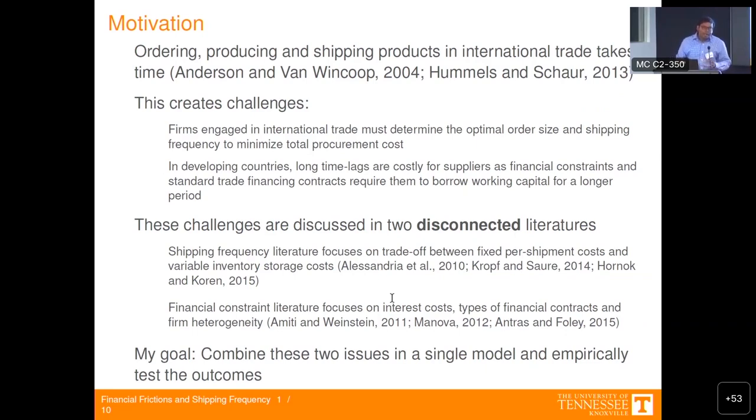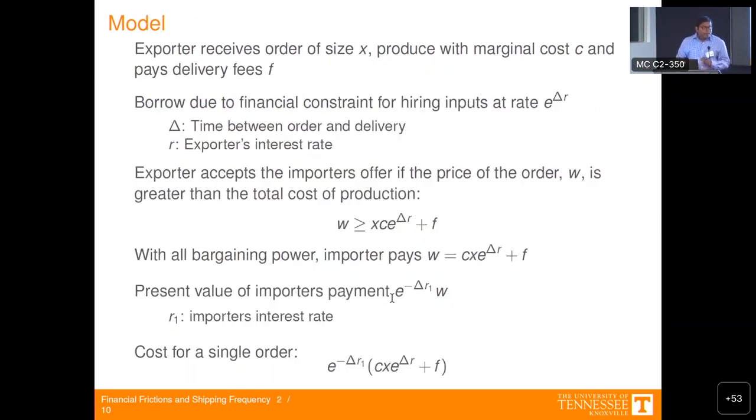So my goal is to combine these two disconnected issues in a single model and try to empirically test the model outcomes. This is a very simple model where an exporter receives an order of size X, and it has a marginal cost C, and after producing, it pays delivery fees F. The exporter is located in a developing country, financially constrained, so it has to hire labor inputs by borrowing this working capital at the rate of e^(δR). Delta is the delivery time, or in supply chain literature, the lead time, and R is the exporter country rate.